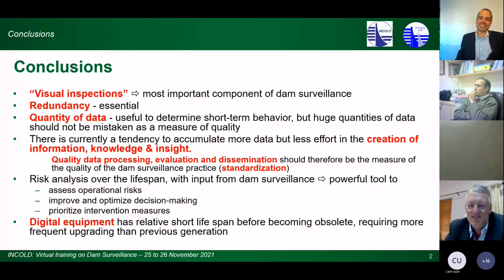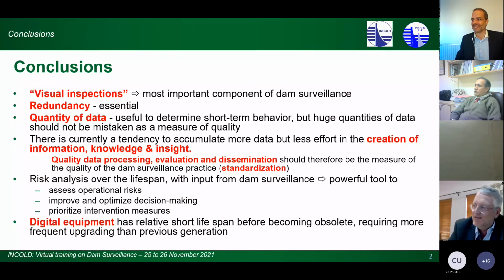So Manuel and I presented earlier this year at another forum, and I thought it would be a good summary of the most salient points we were talking about. I'll make this slide available as well, and maybe we can quickly go through it. Yes, we've been hammering it: visual inspection is the most important component of dam surveillance.